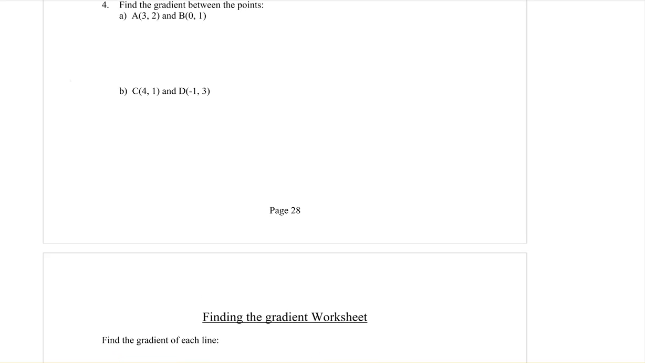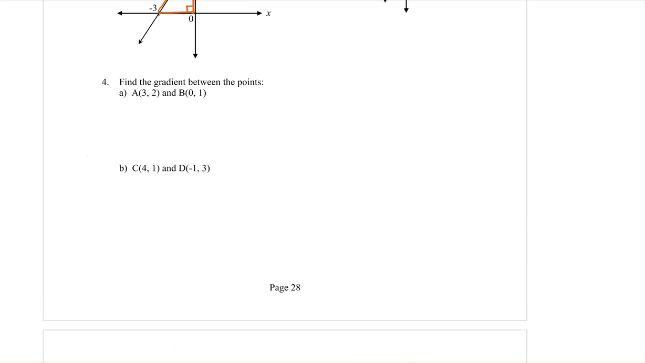Okay, the gradient between 2 points. I'm going to give you a formula here. To find the gradient between 2 points, we know our formula is rise over run normally, but the rise can be found by subtracting the y values: y2 take y1, divided by x2 take x1.